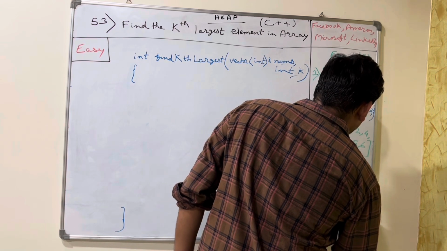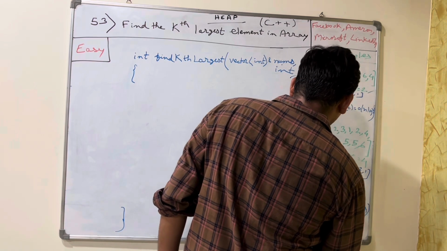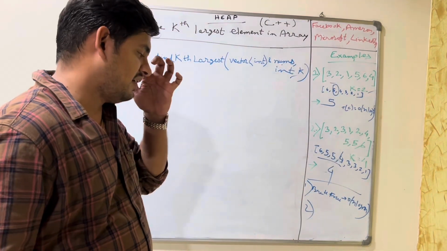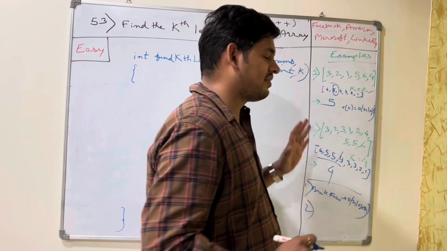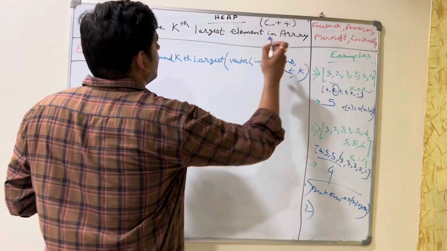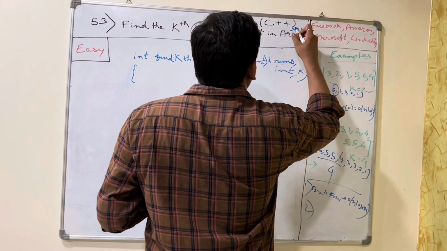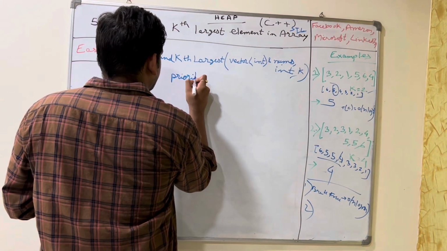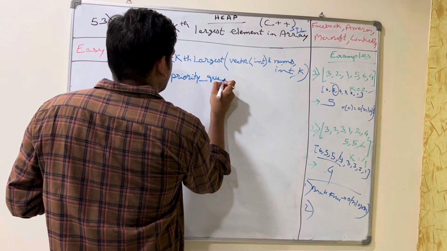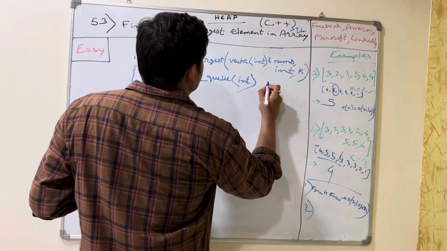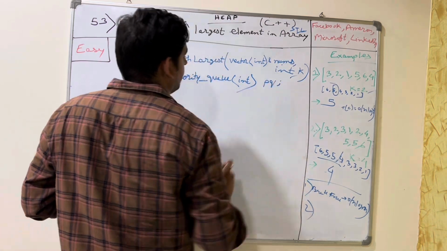Can we optimize it? Yes, we can. How can we optimize it? Using heap. Using heap we will optimize it. So we will use a max heap. In C++ STL we implement a max heap like this: priority queue, since it's an integer data type, so PQ. So we have a priority queue.